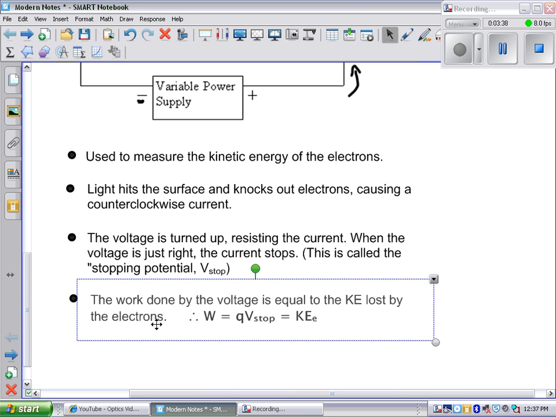Then, we have this equation W equals QV. Okay, so the work done is equal to Q, the charge on an electron, times the voltage. All right, and the work done is equal to change in energy. If I'm stopping them, they lose all their kinetic energy, so the kinetic energy lost is equal to that work done. So you use this equation to find the kinetic energy of the electrons.